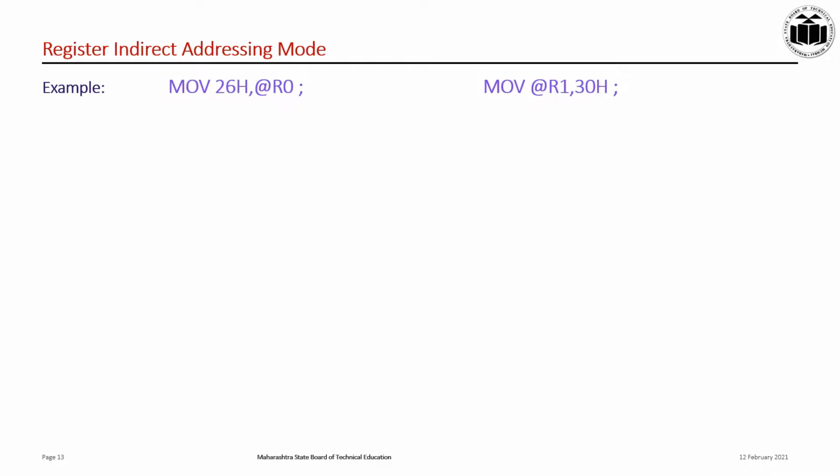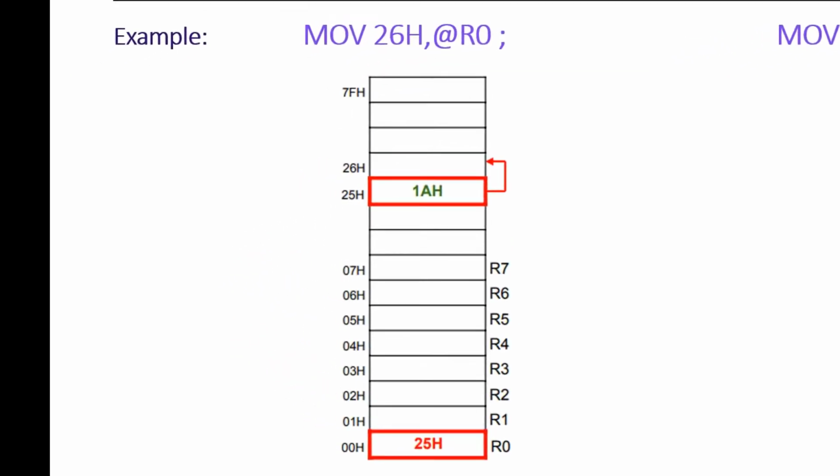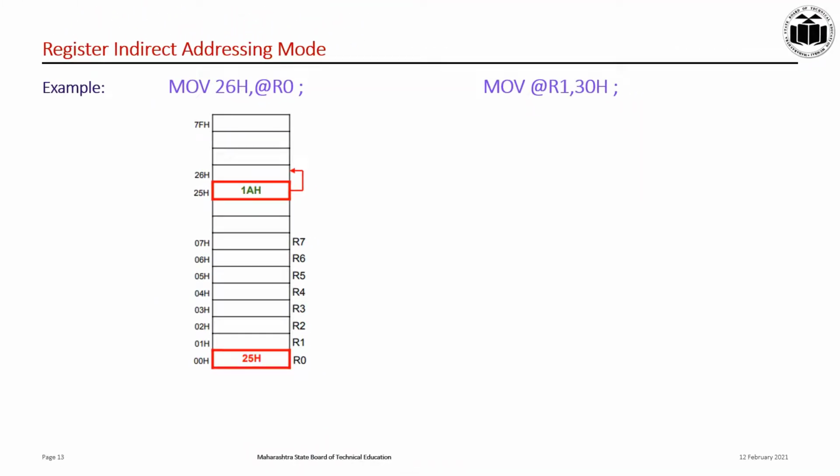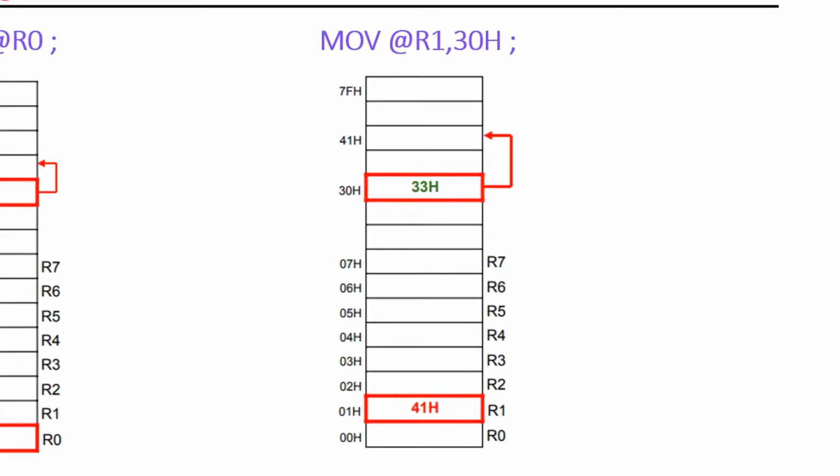MOV 60H, @R0. Here, the @ sign is used in the instruction and placed before R0 to make this register a pointer. After the execution of this instruction, the content of the memory location held by register R0, that is 25H, is copied to memory location 60H. Second example, MOV @R1, 30H. In this case, after the execution of this instruction, the content of the 30H memory location is copied to the memory location held by register R1, that is 41H.